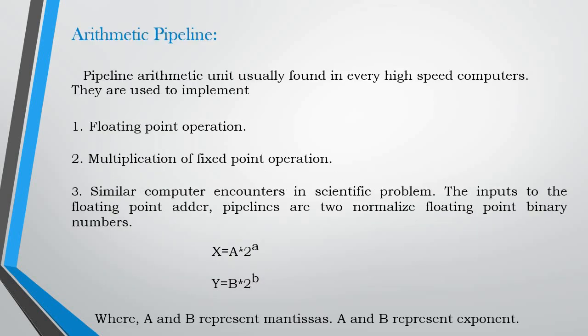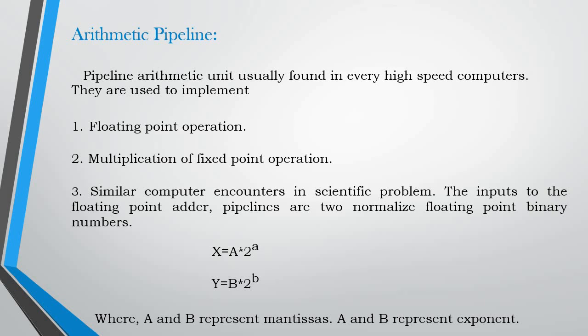The next topic is arithmetic pipelining. Arithmetic pipeline units are usually found in very high-speed computers. They are used to implement floating point operations and multiplication of fixed point numbers. The third is similar computations encountered in scientific problems. The inputs to the floating point adder pipeline are two normalized floating point binary numbers.